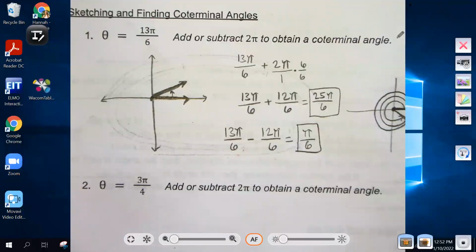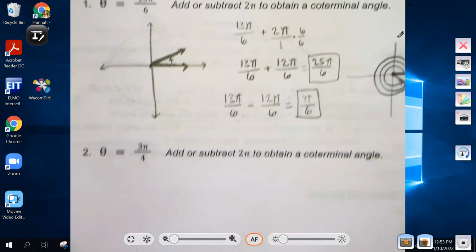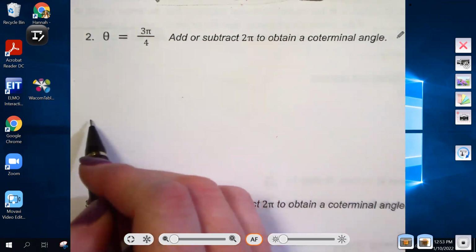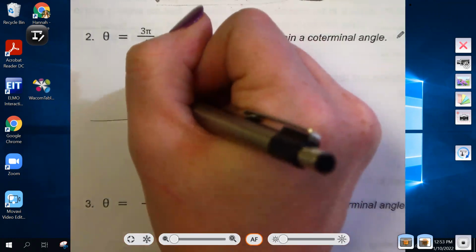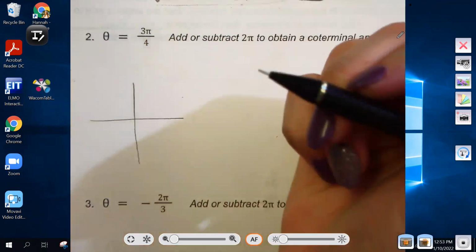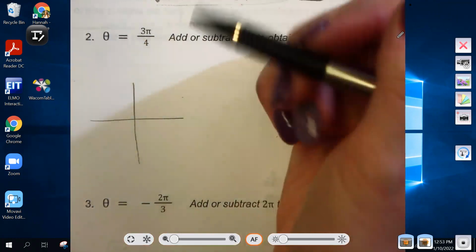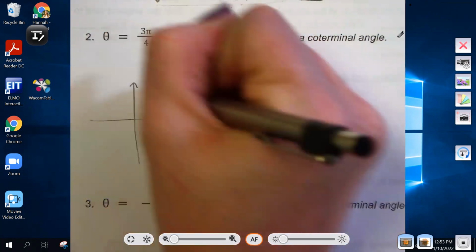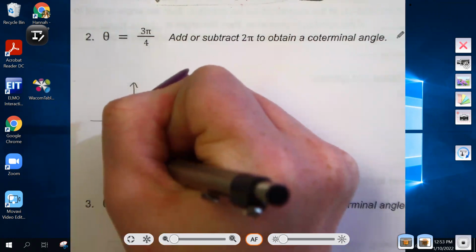Okay. Number 2, we're starting with the angle theta equals 3 pi over 4, and we want to find coterminal angles. What's the importance of theta? It's just like x equals this, but theta is most commonly used for angle measures.